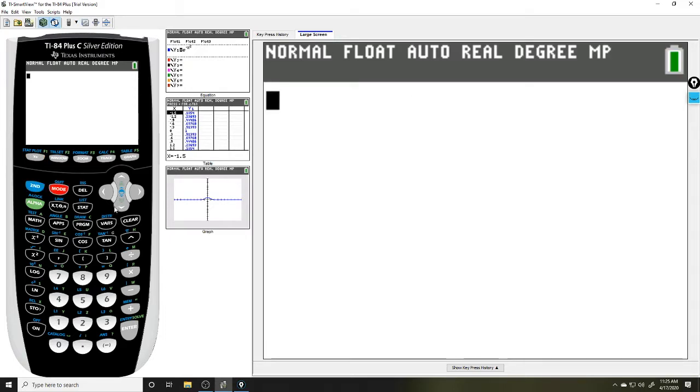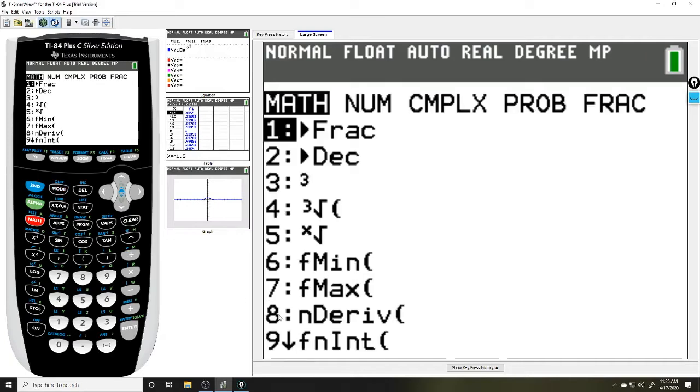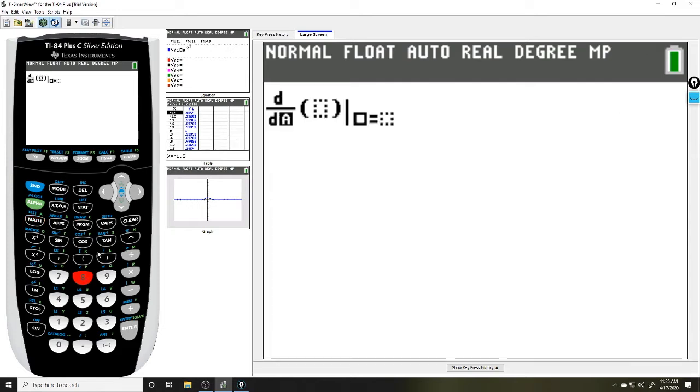So we'll start with just taking the derivative at a particular point. Your button shortcut is going to be math 8. So we're going to go math, and you'll notice down here, an 8 is nDeriv. That's our derivative. So we're going to go math 8, and then we're going to use y1 in that. So it's going to be d by dx of y1.